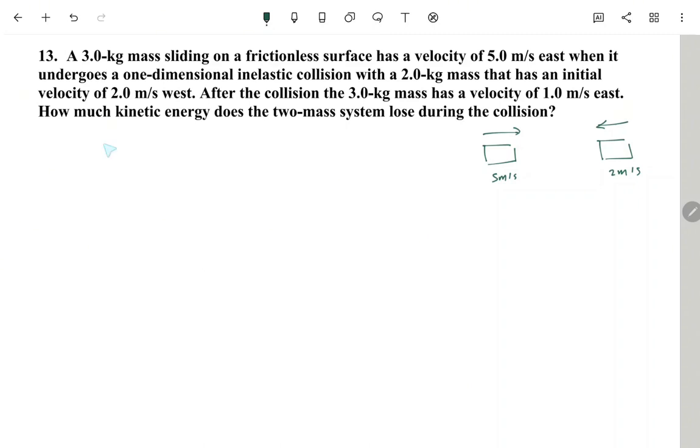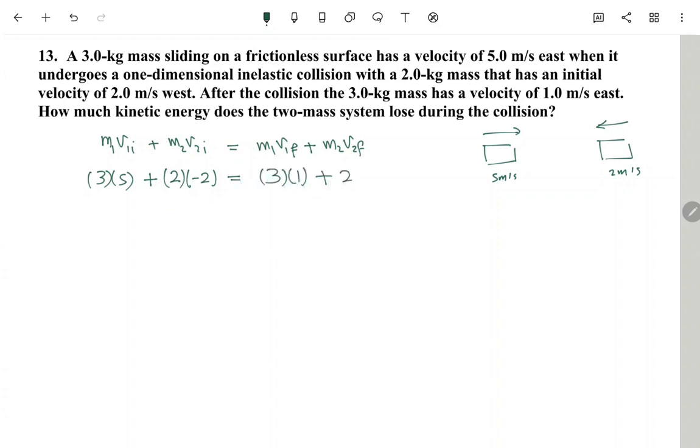In this case, momentum is conserved, so m1 v1 initial plus m2 v2 initial equals m1 v1 final plus m2 v2 final. Substitute numbers here, so 3 times 5 plus 2 times v2 initial, since it's going to the west, so it's minus 2, equals 3 times 1 plus 2 v2 final. So from this, v2 final is equal to 4 meters per second.